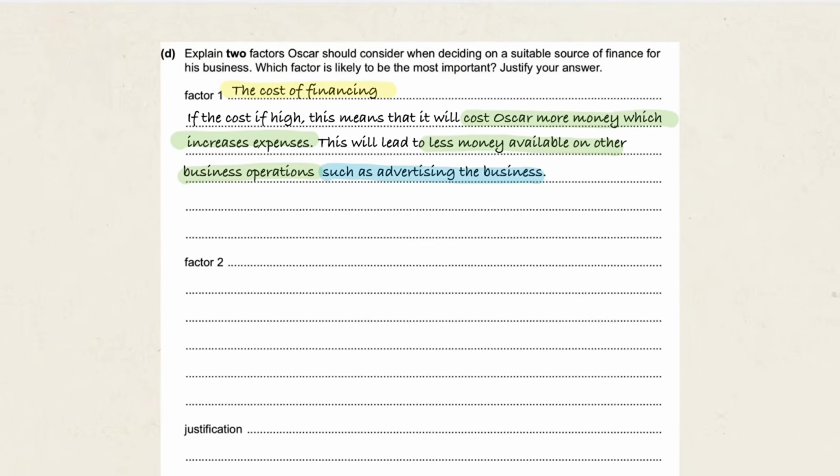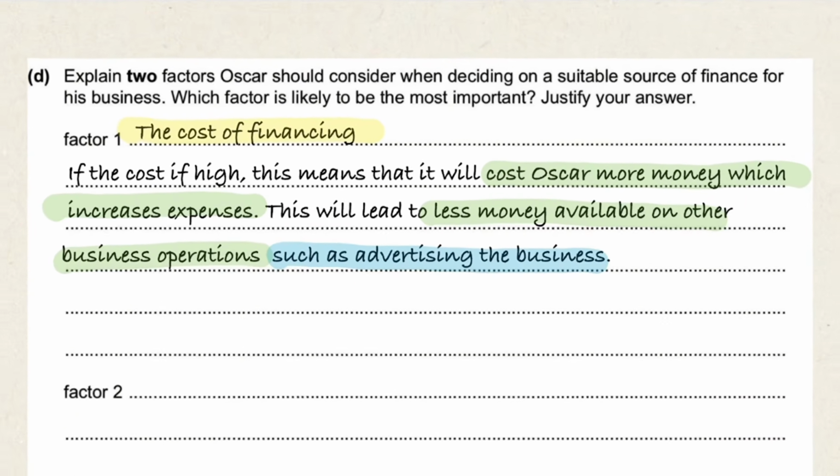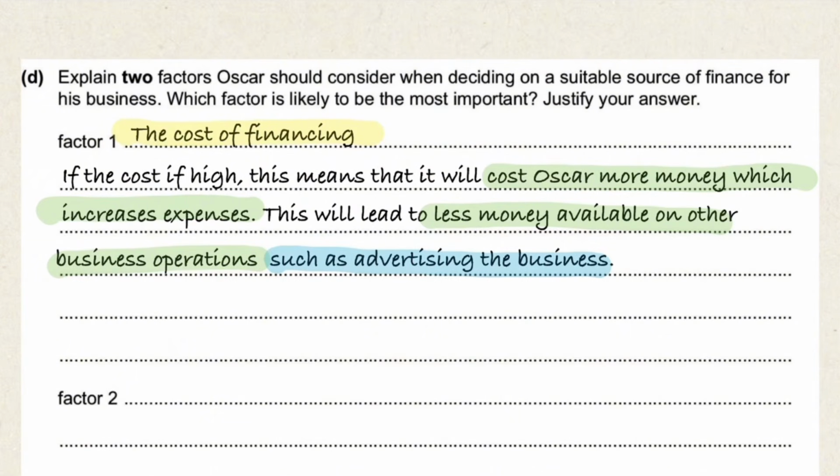The question is, explain 2 factors Oscar should consider when deciding on a suitable source of finance for his business. Which factor is most likely to be the most important? Justify your answer. Factor 1, the cost of financing, which is our first knowledge point. If the cost is high, this means that this will cost Oscar more money, which increases expenses. This will lead to less money available on other business operations.